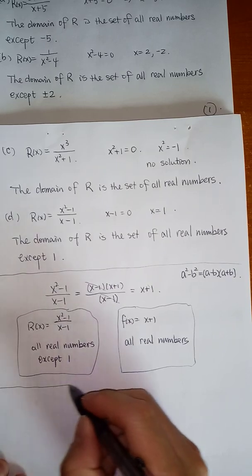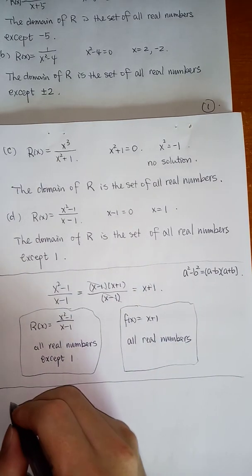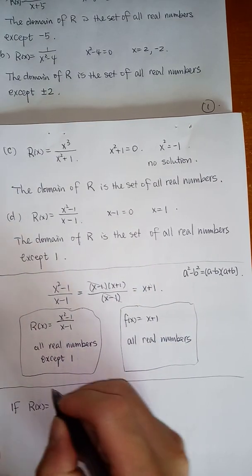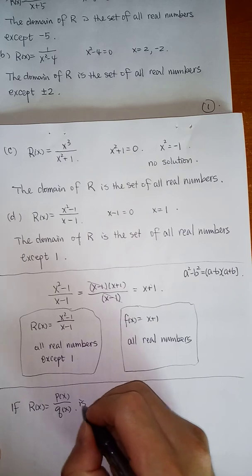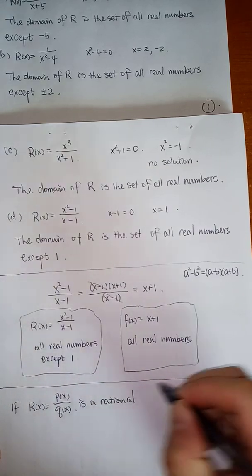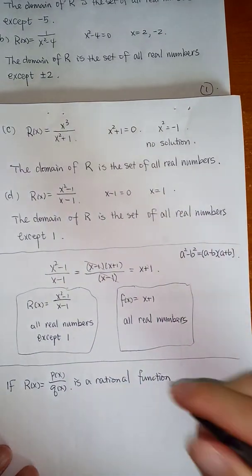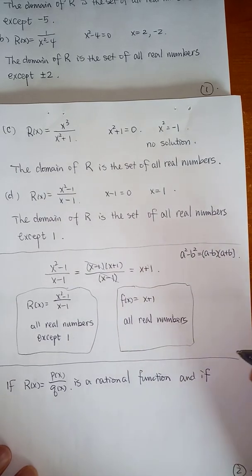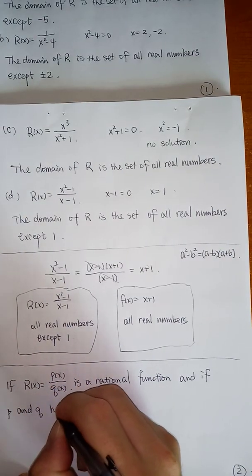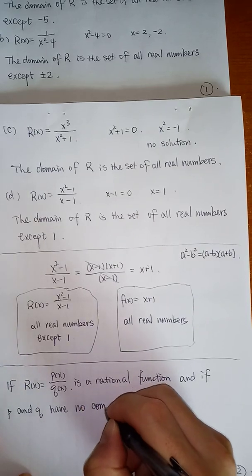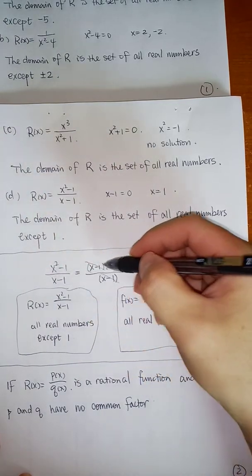Okay, so one thing we want to emphasize. For a rational function p(x) over q(x), whenever we say it is a rational function, we mean p and q are polynomial functions. And if p and q have no common factor, it's not like this one. This one has the common factor x minus 1.